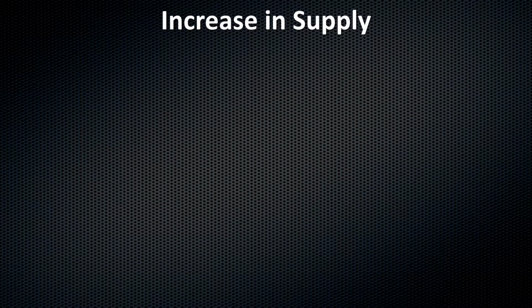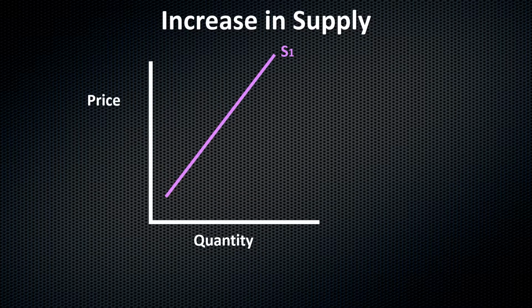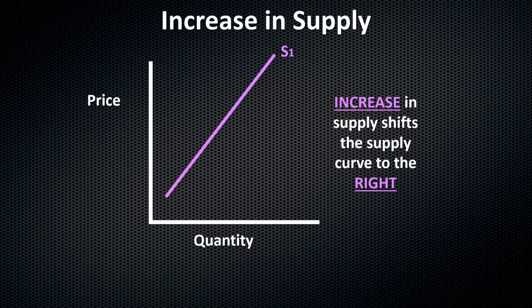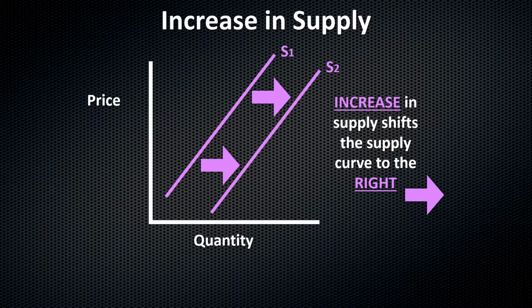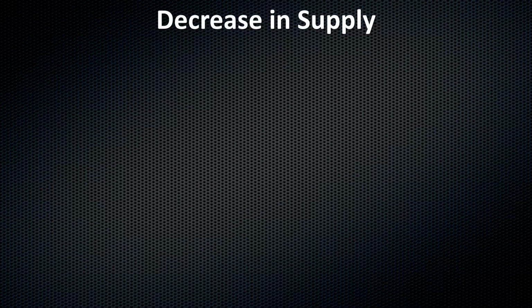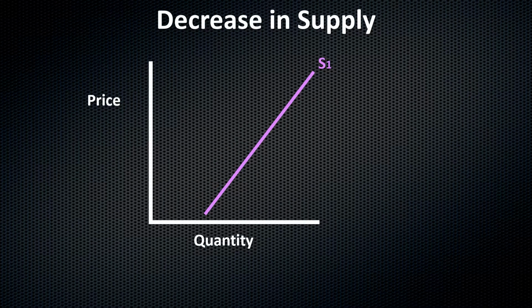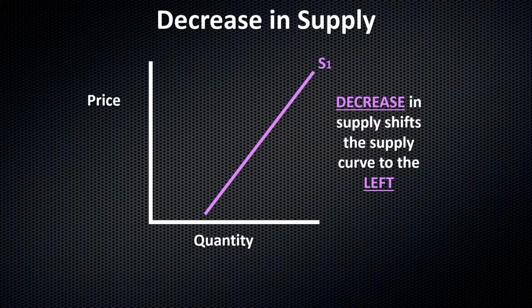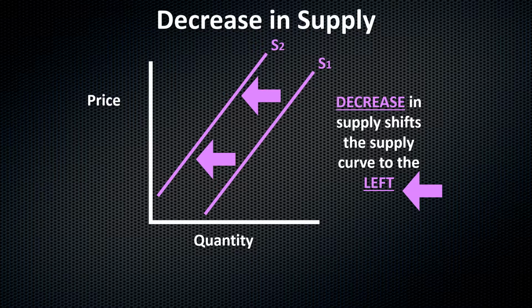What happens with an increase in supply? There it is. You see price and quantity. You see my S1 curve. Increase in supply shifts the supply curve to the right. So I draw my arrows to the right, and there's my S2 curve. Decrease in supply. So I draw in the same things. I have my price, I have my quantity. There's S1. Decrease in the supply shifts the supply curve to the left. Draw my arrows to the left, and there's my S2 curve.